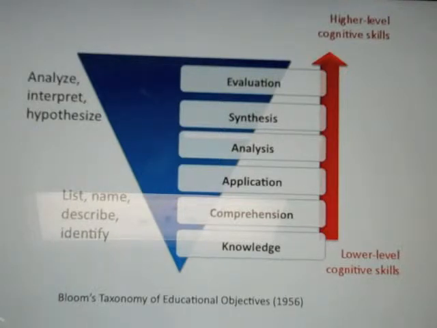Starting at the bottom are tasks that are easier for the brain to do. Things like listing, naming, describing, or identifying are what Bloom would classify as a lower level cognitive skill. As you progress up the hierarchy, you increasingly become more cognitively challenging for the students. So asking a student to evaluate something or interpret something or to generate a hypothesis is a much more cognitively challenging task for the student than it is for them to list, describe, or identify something.